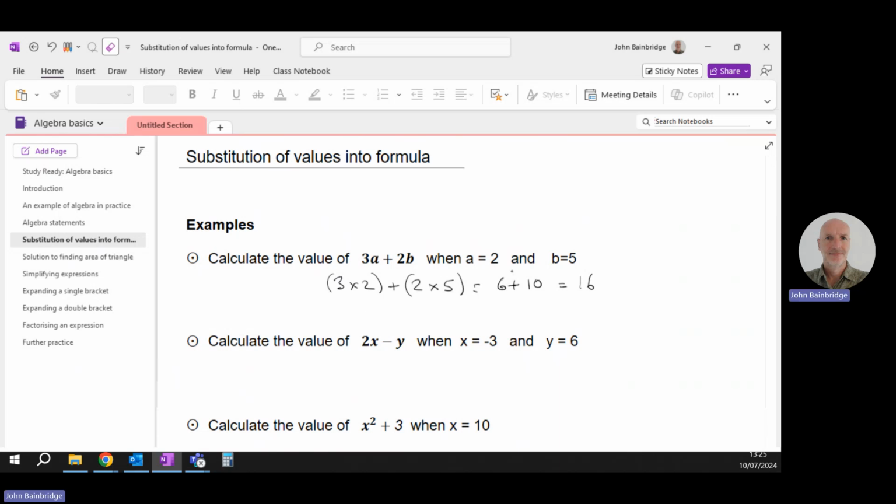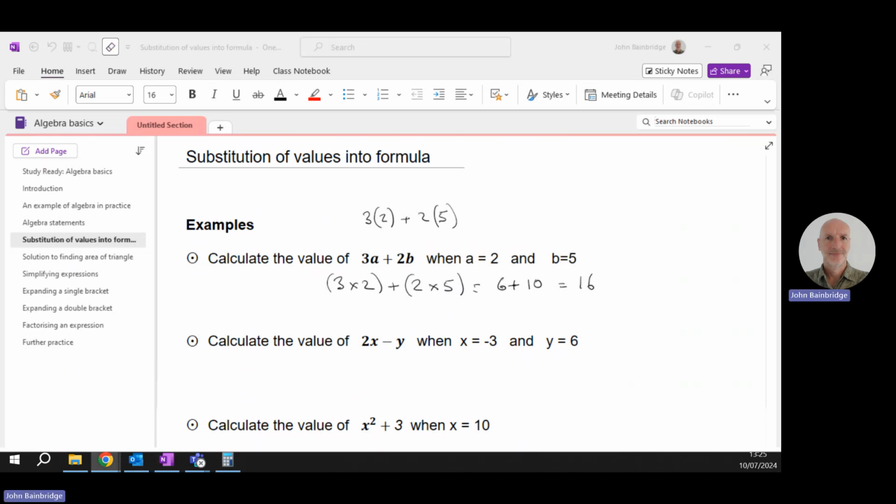Another way of writing it when you're substituting these values is to just use brackets and put the value inside the bracket. So where the a was, I use a pair of brackets and I just put the value 2 in there. And where the value b was, I can put 5. So you often see people substituting values without putting the multiplication sign in, and you just put the brackets.